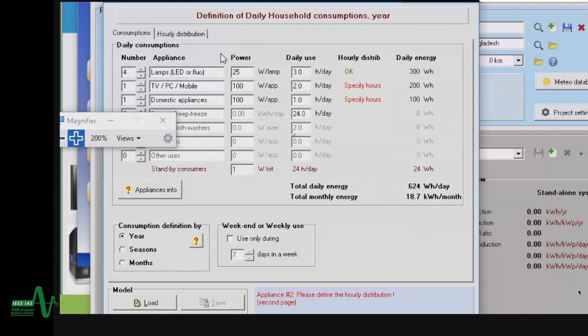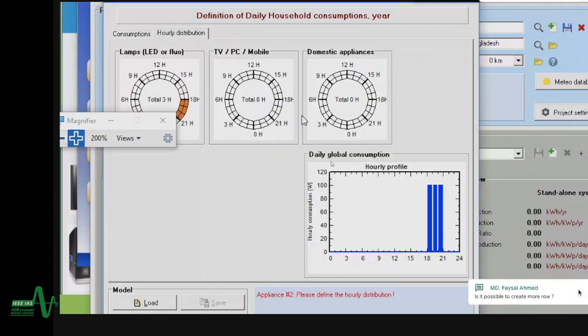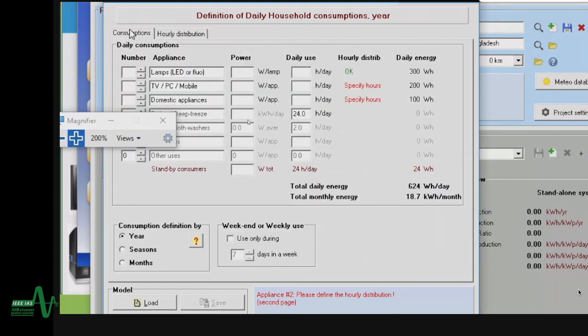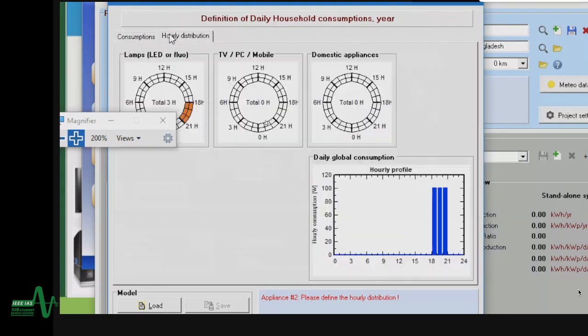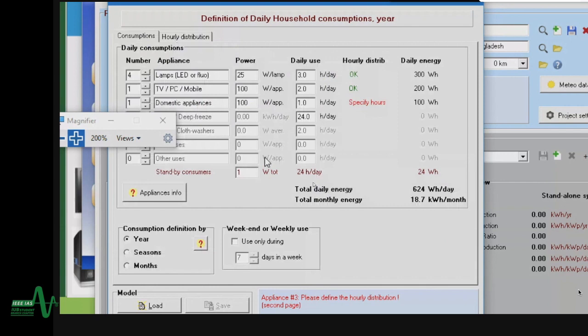And then consumption rate TV is for 2 hours per day. So when we want to entertain ourselves by daily news or something, it's for 2 hours, right? So let's consider it from 20 to hours. So look, the pattern automatically changes.